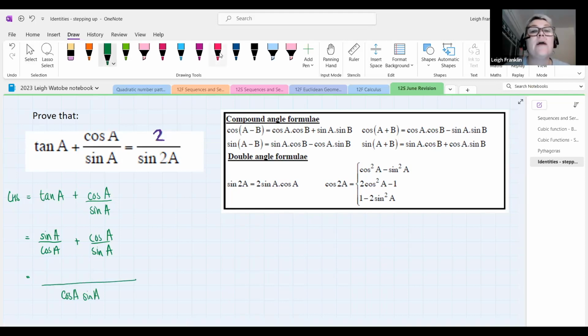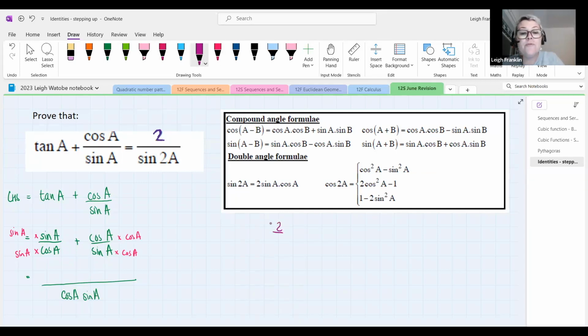So what you've done basically is you've multiplied that by sine A, so you've got to multiply this by sine A. You've multiplied this by cos A, so you've got to multiply this by cos A.